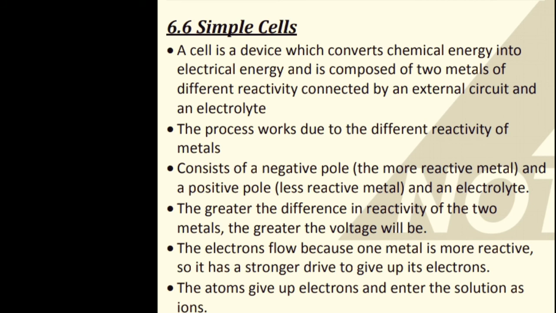The more reactive metal loses electrons and is the anode. The less reactive metal receives electrons and is the cathode. These two electrodes are inserted into an electrolyte. In the electrolyte, electricity passes with the ions. Cathode and anode are metal electrodes; in a metal electrode, electricity passes with the help of electrons. But in the electrolyte, electricity passes with the ions.